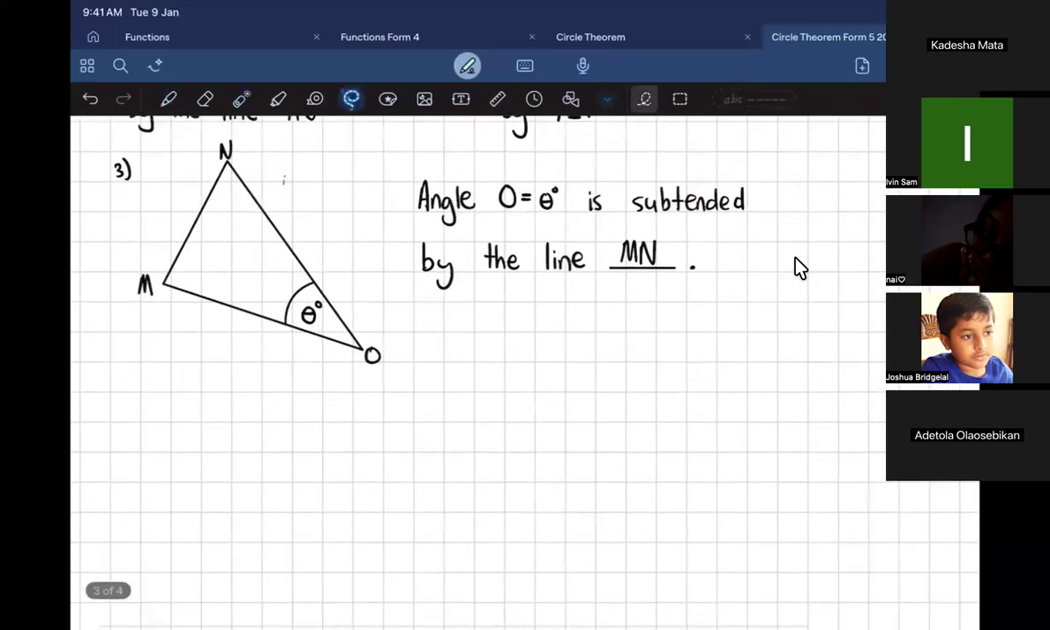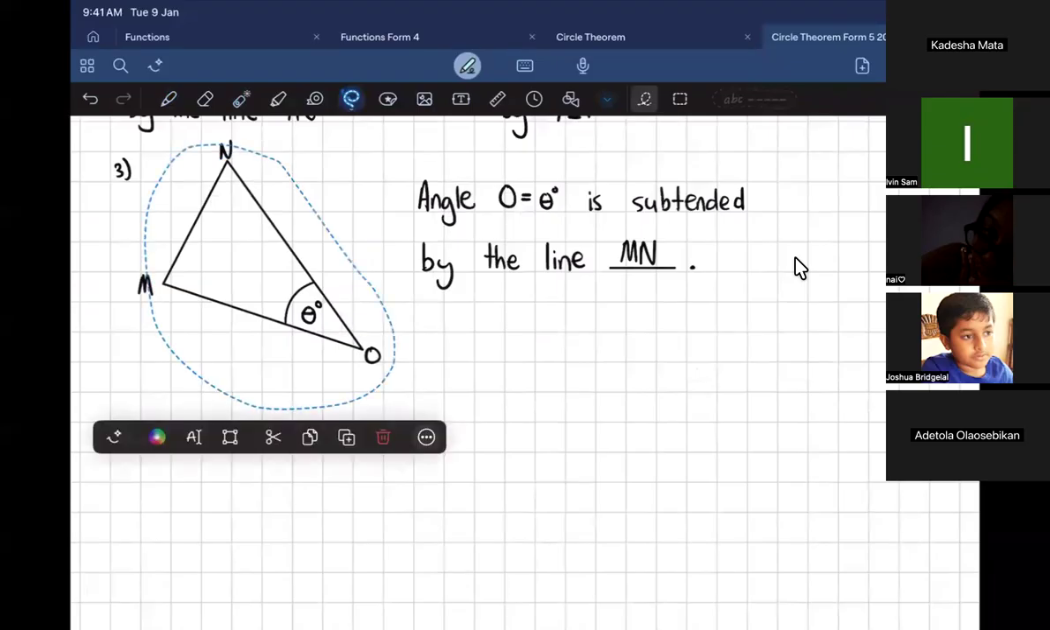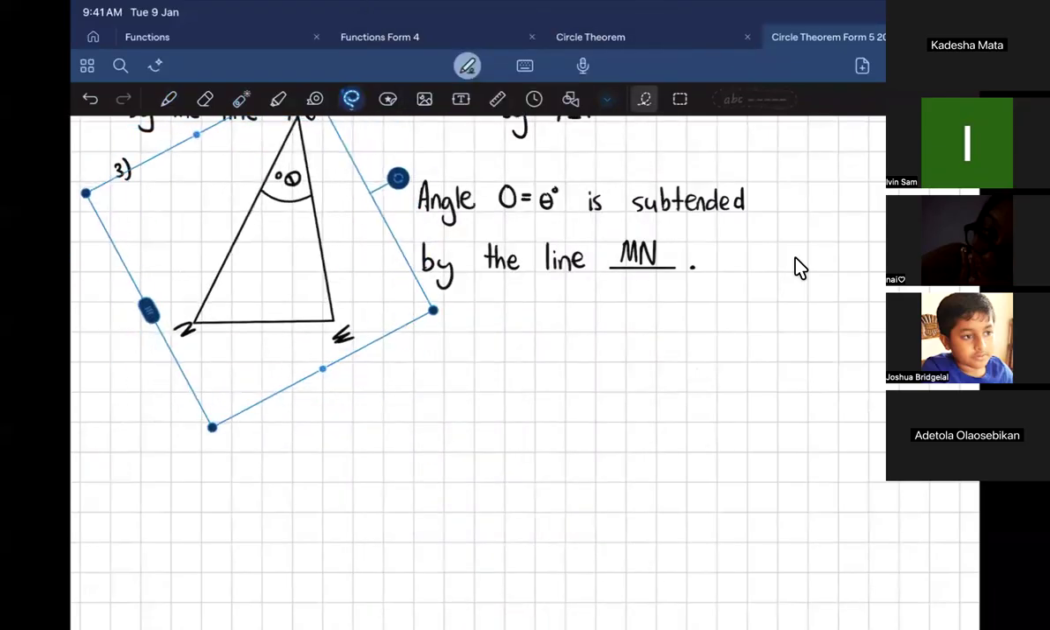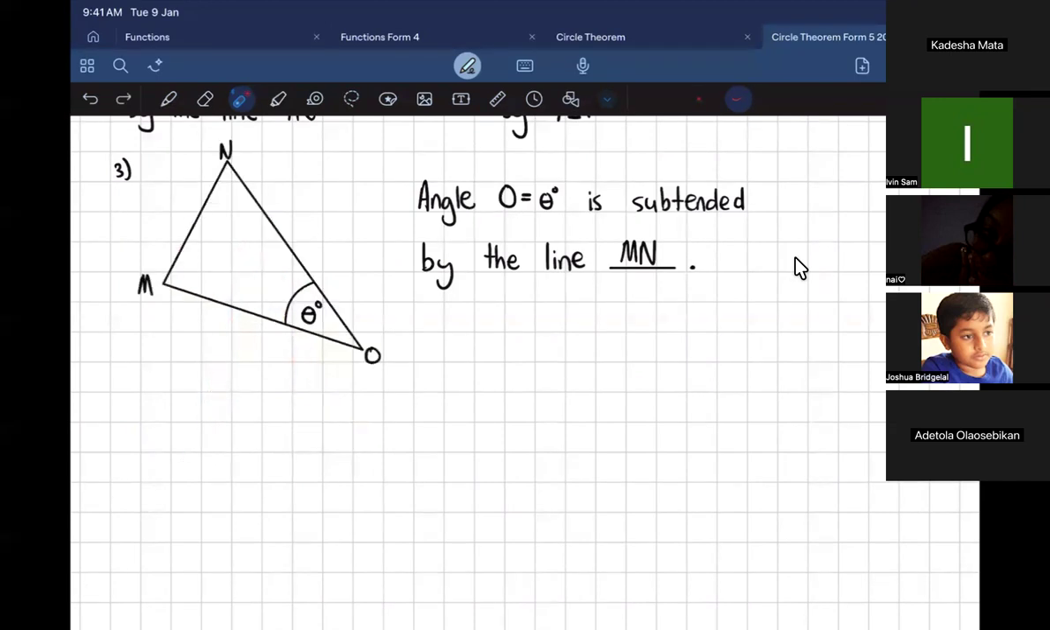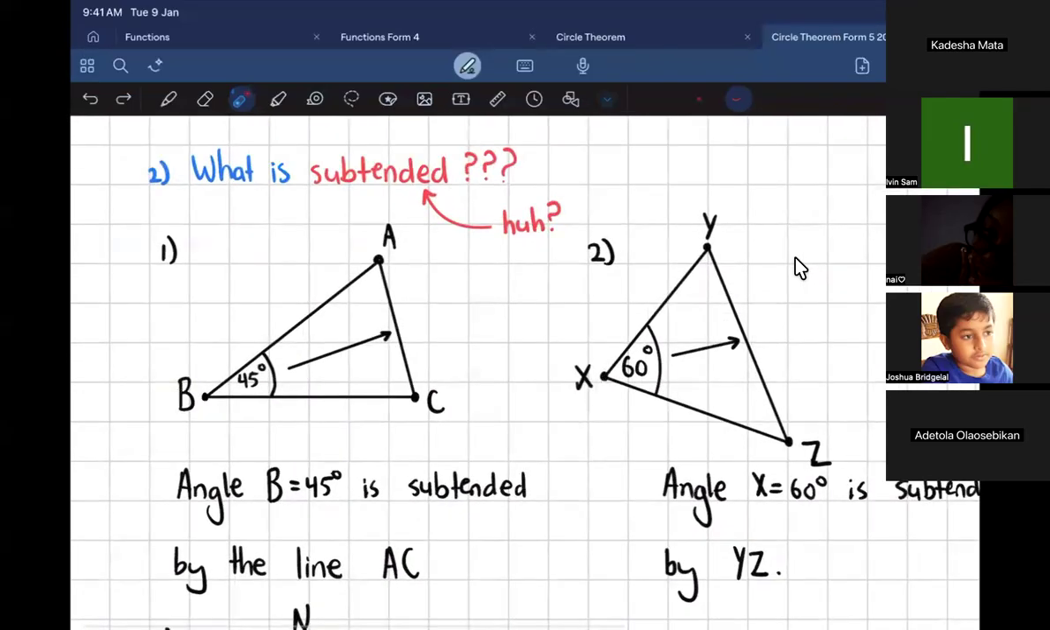So if I were to take this diagram and rotate it. Kadisha, let me know if you understand this. Imagine these two sides are legs, and it looks as though it's standing up on MN. Kadisha, tell me if you're seeing that. Look, imagine these two are legs. What is it standing up on? M and N.